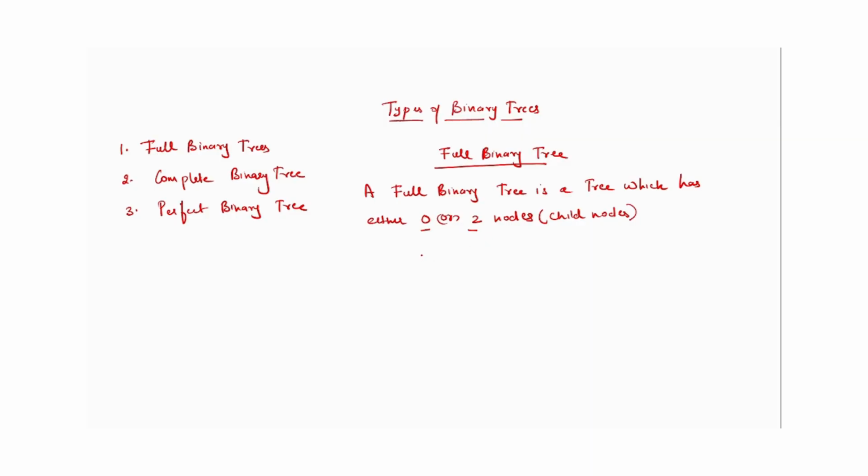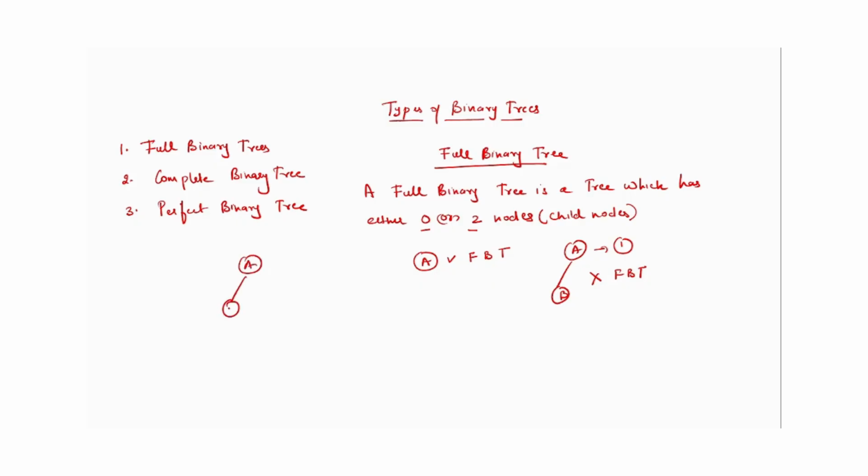For example, if I say A is a full binary tree. A, B, this is not a full binary tree. Why? Because A has one child node, that is B. As the definition says, a full binary tree is a tree which has either 0 or 2. It cannot have a single child node. Therefore this is not a full binary tree.